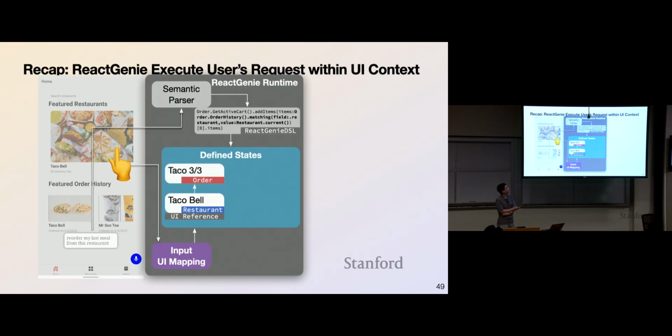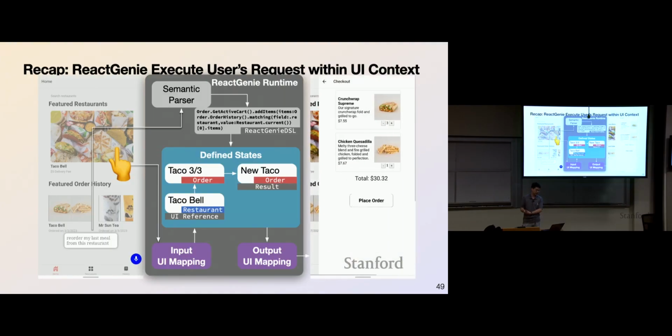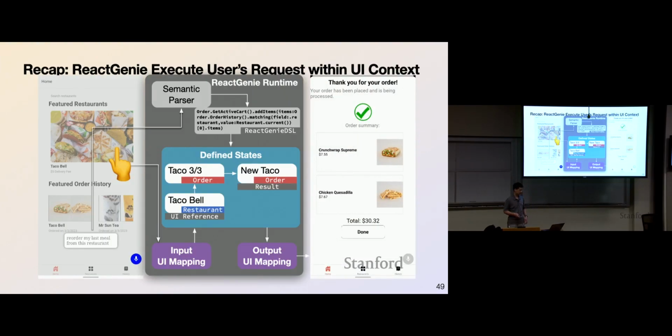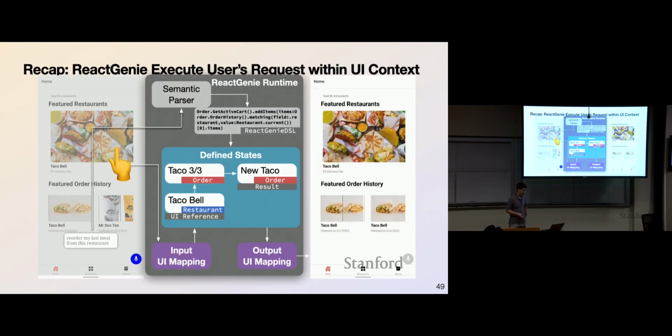And we then figure out what the order mapping is to the order that I ordered last time, which is this order I created on March 3rd. And then we figure out what the food in that order is, create a new order, and then we render the result back to the user, which is a page that renders an order. And the user can finally place that order.